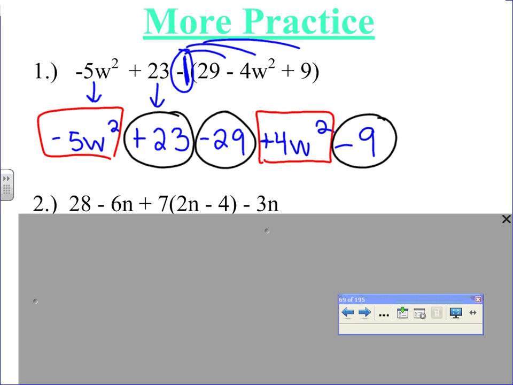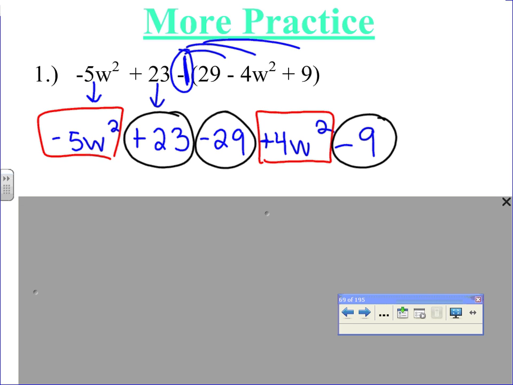And I'm running out of some room here. Let me move this down. Okay, so let's combine our like terms. What's negative 5w squared plus 4w squared? Donatus. Good. Negative w squared or negative 1w squared, either way. All right, so let's start with 23 minus 29. Justin? Good. So what's negative 6 minus 9? Adam? Good job. Are we done? That's our answer. Charles?